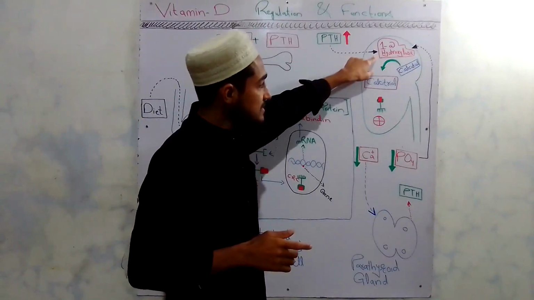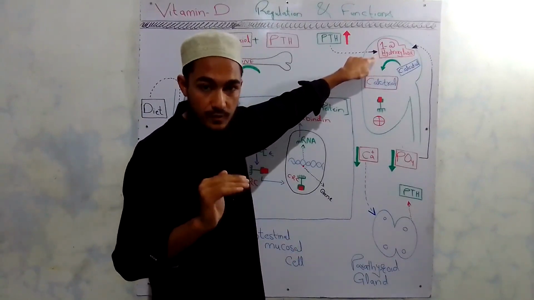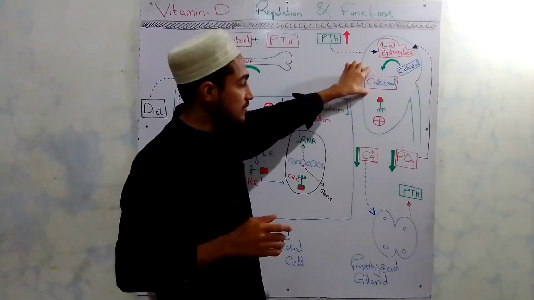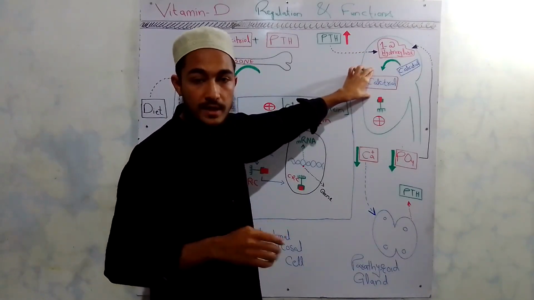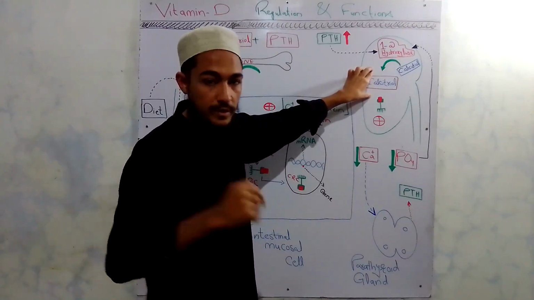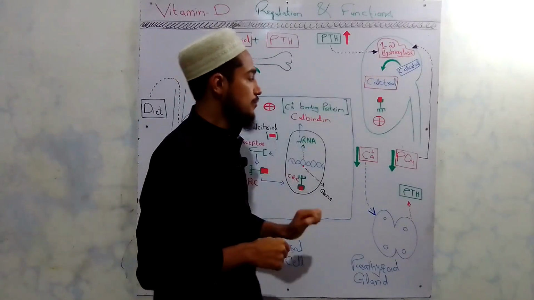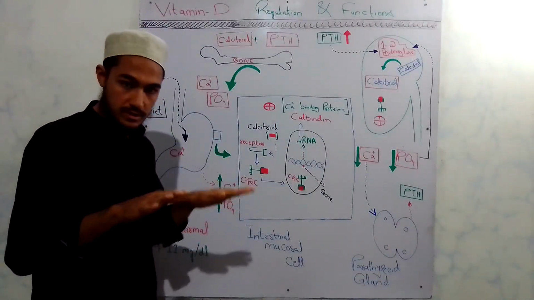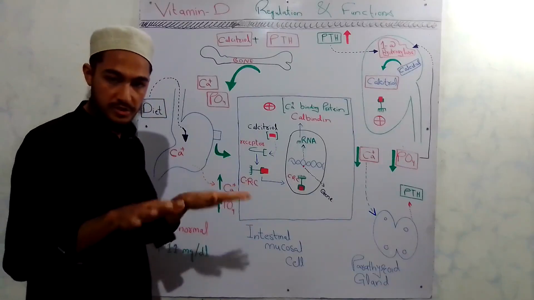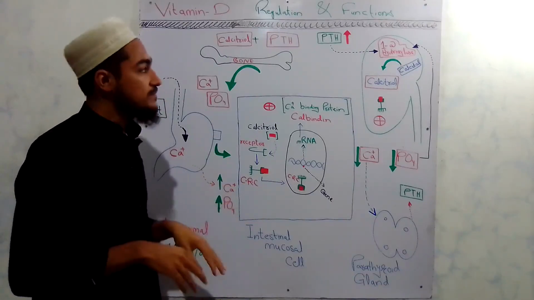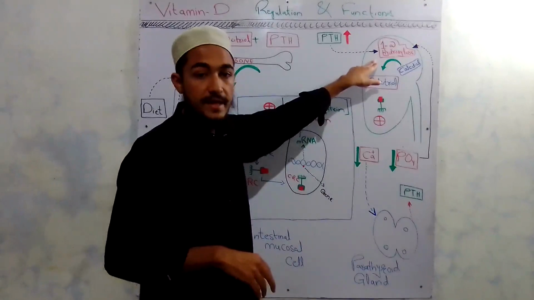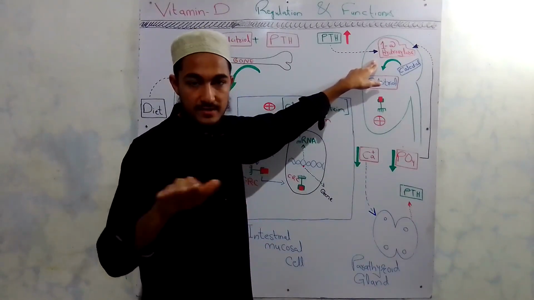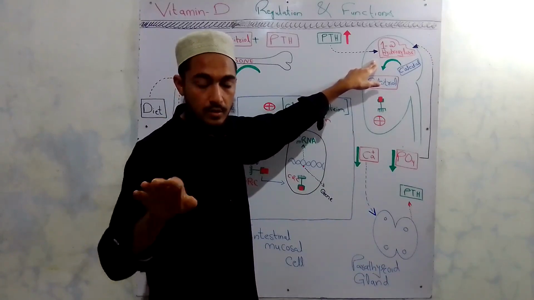It means that this enzyme decides what quantity of calcitriol, that is the activated form of vitamin D, is right now present in your body. So when your plasma's calcium level goes down, and also your plasma's phosphate level goes down, then this enzyme is activated. This enzyme is stimulated by low calcium level as well as low phosphate level.